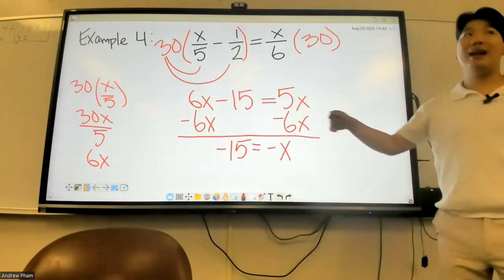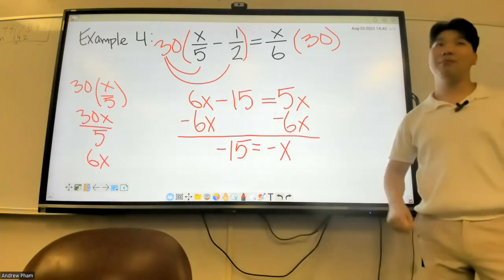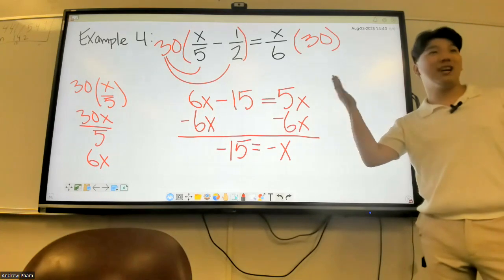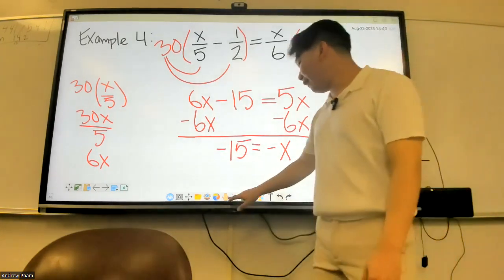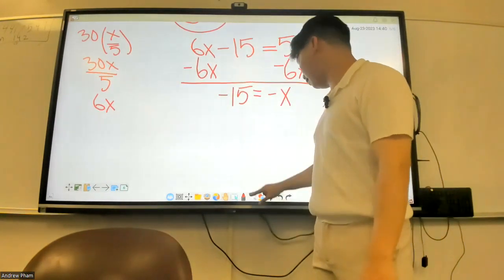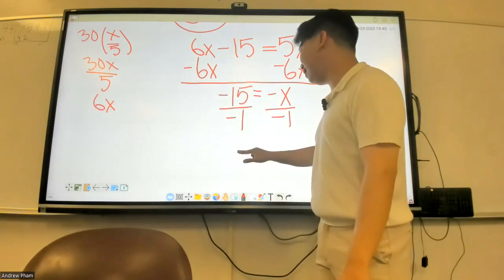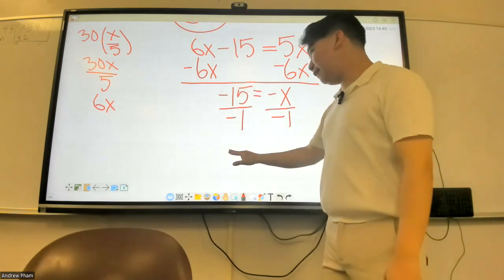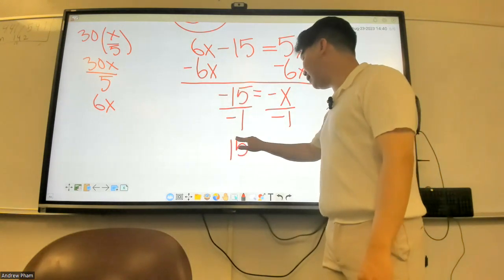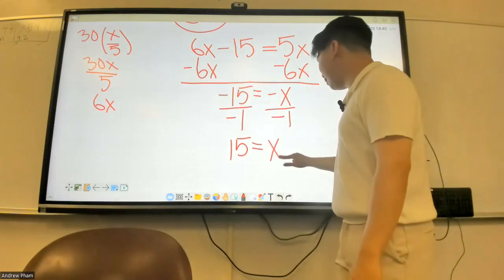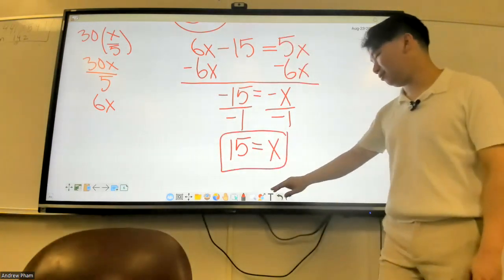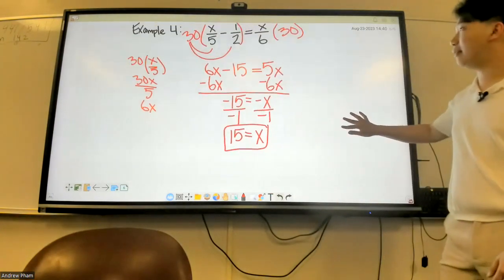Again, my goal is a plain x. This is not a plain x. So it's negative 1 times x. I just need to divide by negative 1. Or technically here, you could say times negative 1. It doesn't really matter. Negative 15 over negative 1, I get positive 15 equals x, giving me my final answer.